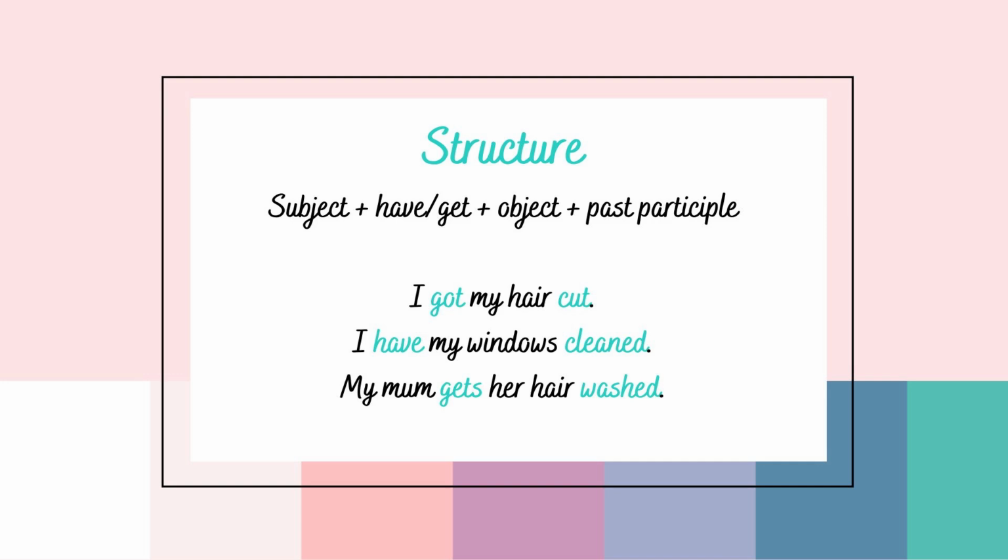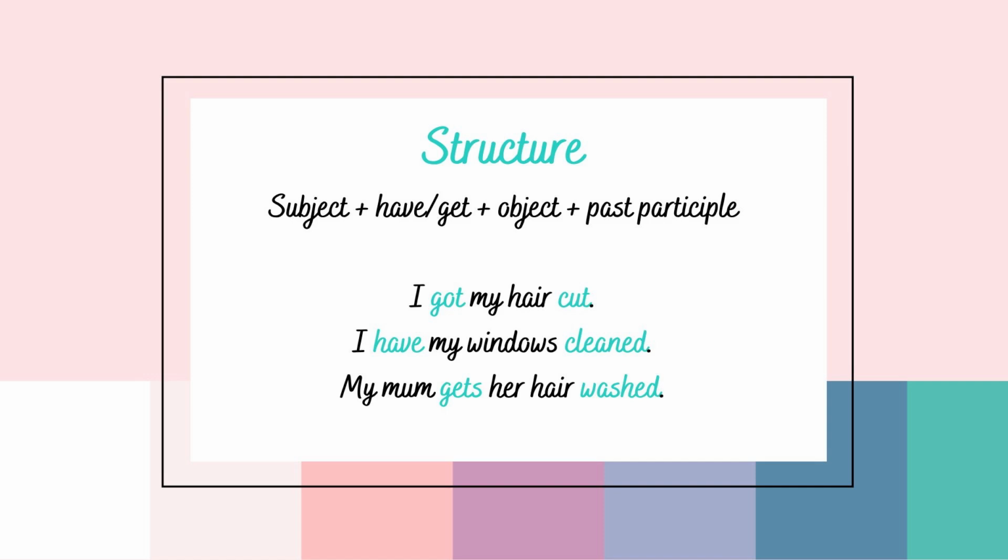So, as a quick reminder, the structure is subject, have or get, and have is more formal than get, object, and past participle. When I say that have is more formal than get, you can use either of them. You can use have or get in a normal conversation, but maybe if you're writing a formal document, then it would be better to write have.